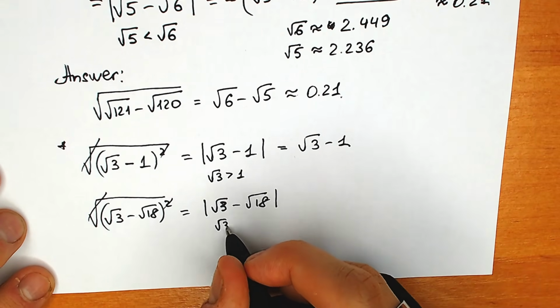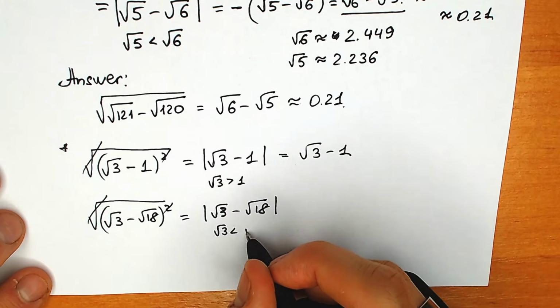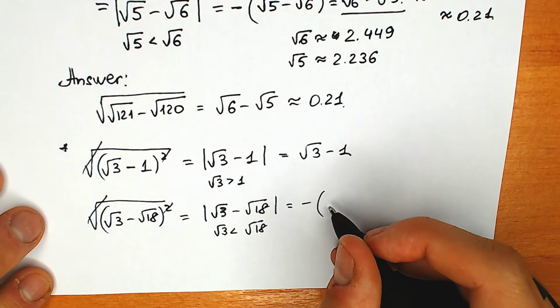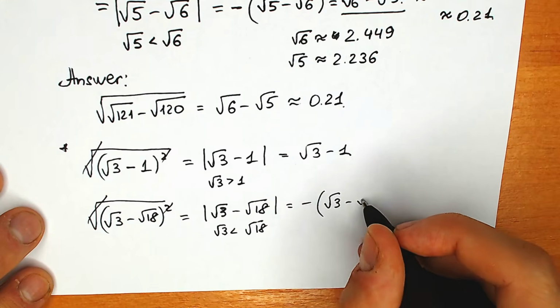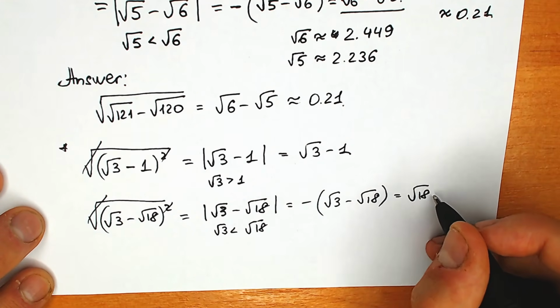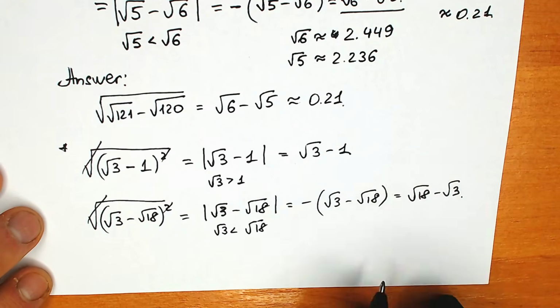So we have square root of 3 minus square root of 18, and square root of 3 is less than square root of 18. So this expression is negative, so we have a minus, and we need to put parentheses: minus, square root of 3 minus square root of 18. As a result, we have an absolutely different answer, square root of 18 minus square root of 3.